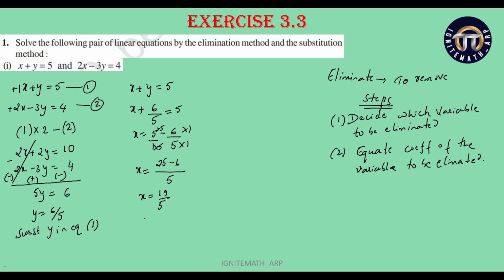Any doubt over here? So what's the value of x I got? x is 19 by 5 and y is 6 by 5. Is it clear, children? Any doubts you have here? These are the values of x and y. You should not forget to write the answer very clearly. Okay, so now let us see the next question.